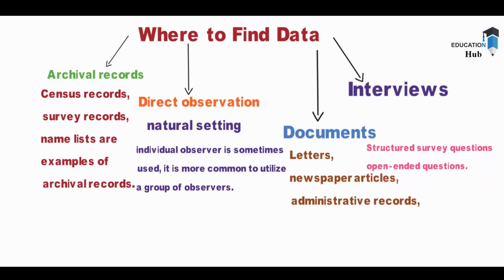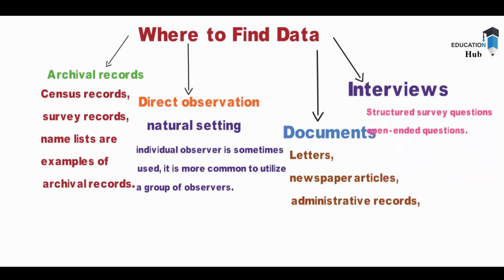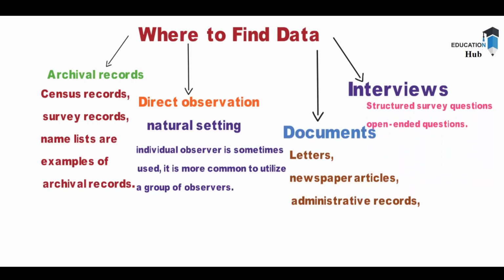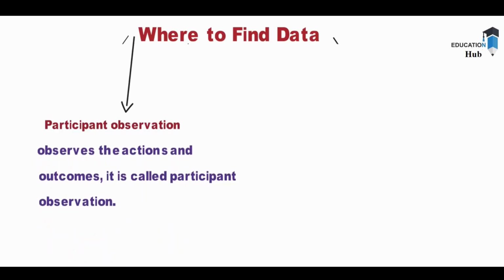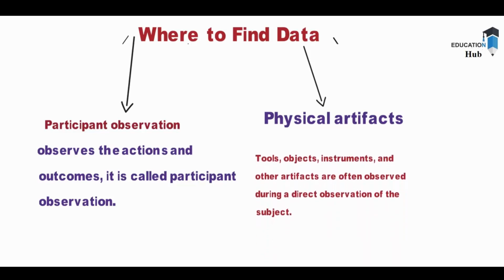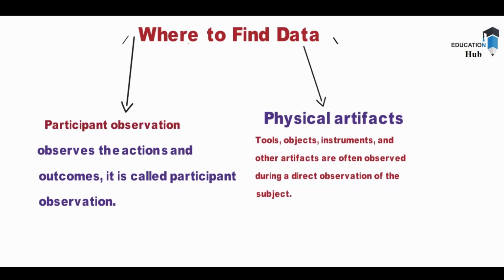4. Interviews. Interviews are one of the most important methods for gathering information in case studies. An interview can involve structured survey questions or more open-ended questions. 5. Participant observation. When the researcher serves as a participant in events and observes the actions and outcomes, it is called participant observation. 6. Physical artifacts. Tools, objects, instruments, and other artifacts are often observed during a direct observation of the subject.